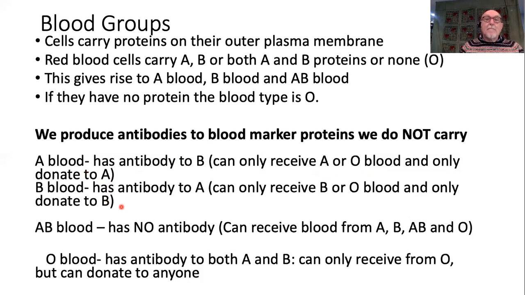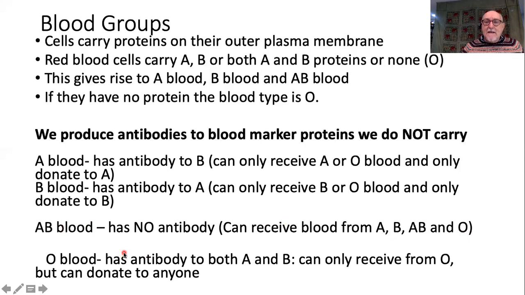B blood has antibody to A. It can only receive B blood or O blood. O, it begins to look like it can donate to everybody, doesn't it? Yes, it can. O blood can donate to everybody, and it's called the universal donor. So B blood has antibody to A, can only receive B or O, and can only donate to B. So AB blood has no antibody at all, and can receive. They are called a universal receiver because they can receive blood from any of the blood groups, A, B, AB, or O.